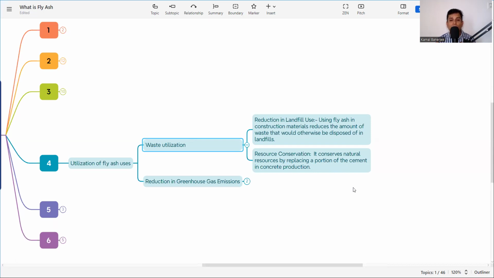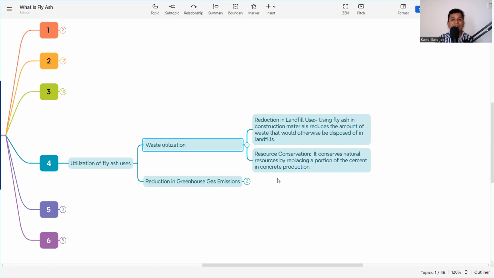So if we are not using cement in a certain proportion, that means we are conserving our resource, because fly ash anyway is a byproduct, it will be produced. Now if we are using this in the construction industry, then we are conserving our resource. We are helping our environment to be clean.